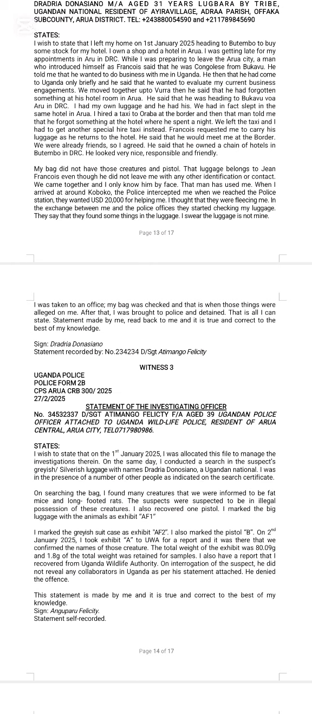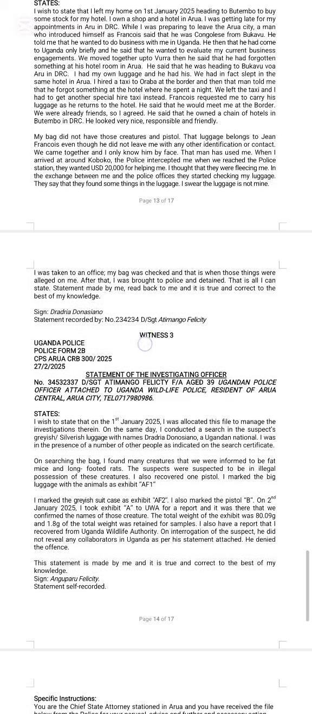I had my own luggage, and we had in fact slept in the same hotel. I hired a taxi to Oraba to the border, and then the man told me that he forgot something in the hotel. We left the taxi and I had to get another special taxi. Francios requested me to carry his luggage as he returned to the hotel.